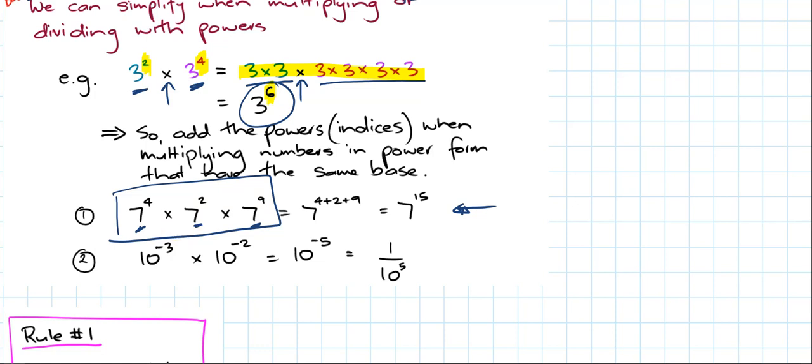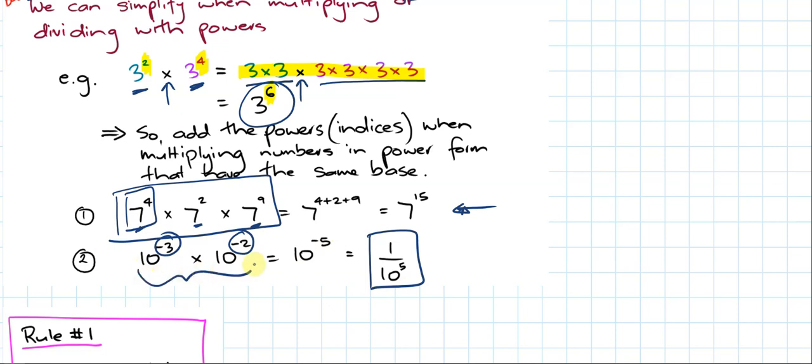If you wanted to, you can write these out in full and just convince yourself that it is 7 to the power of 15. The rule also applies if you've got negative indices. If we've got 10 to the power of negative 3 times 10 to the power of negative 2, if you add those two indices together, you get negative 5. So 10 to the power of negative 5 is the same as this.